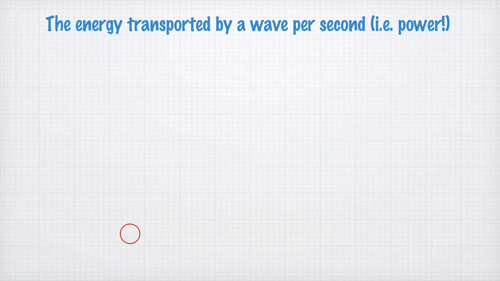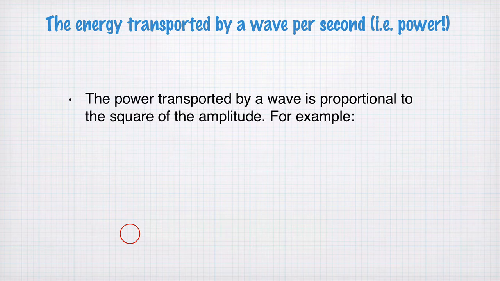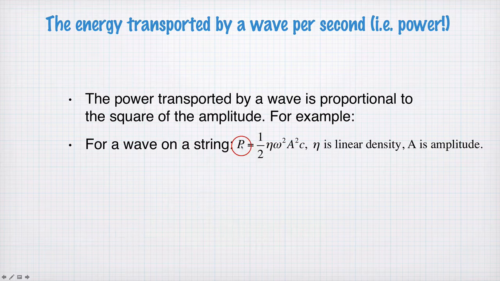The energy transported by a wave per second, i.e. the power, is proportional to the square of the amplitude. For example, on a string, the power transported is a half, this is the linear density, the square of the angular frequency, A is the amplitude, and c is the speed. So it's proportional to the square of this amplitude here.